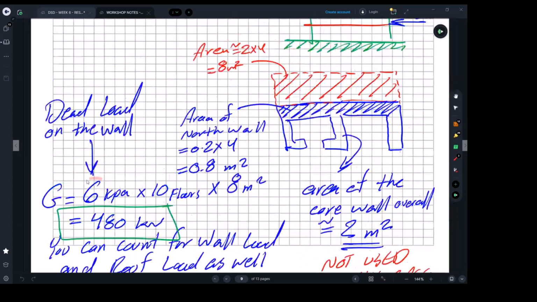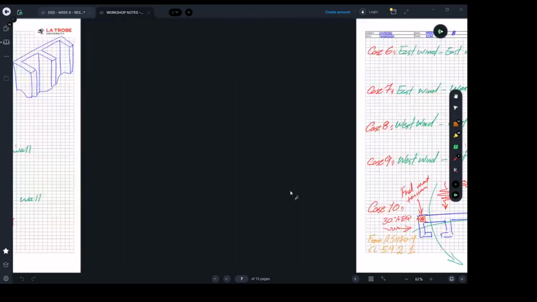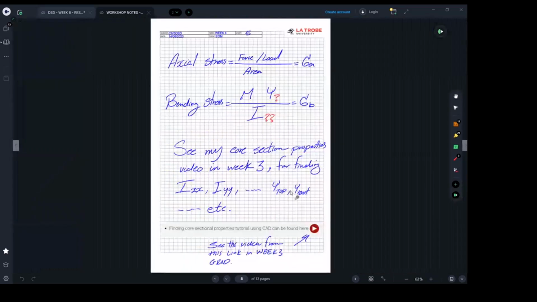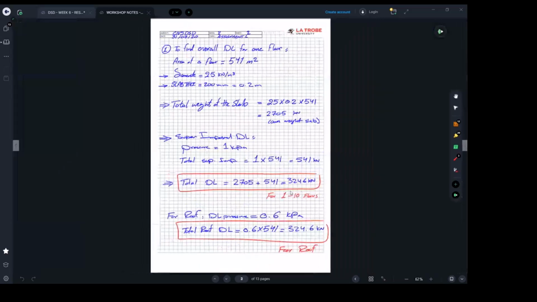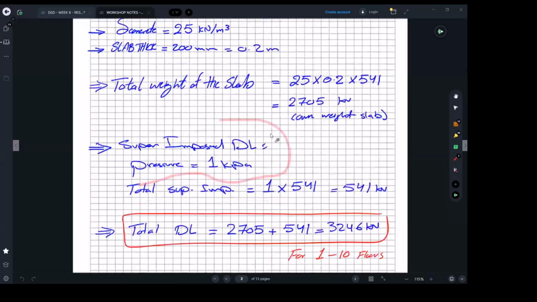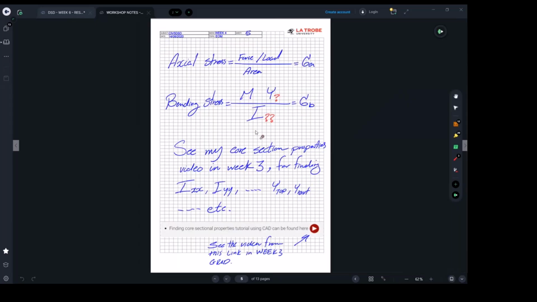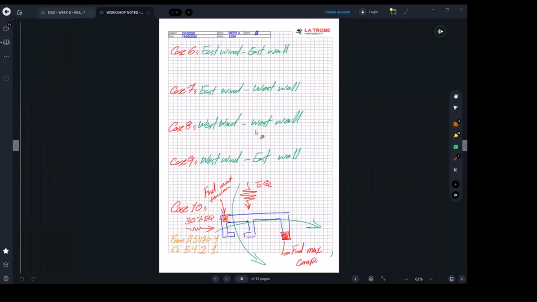Yes, sir. Basically the 6 kPa was coming from the superimposed dead load. I think the dead load on the wall plus the superimposed dead load, times 10 floors, into the area of the supported region. Correct. And also add the wall weight. Yes, sir. Understood. Thank you so much.